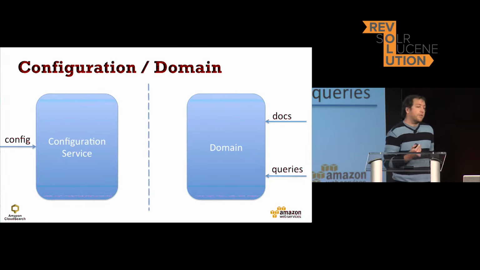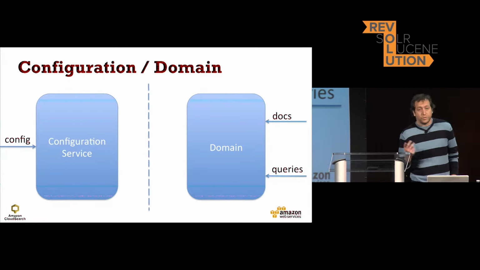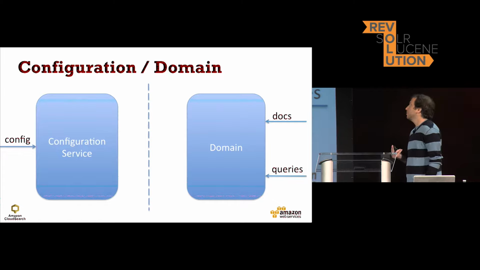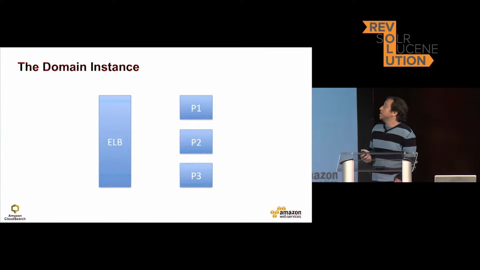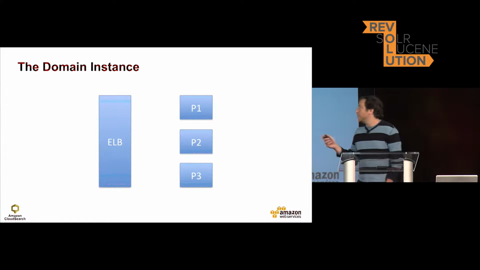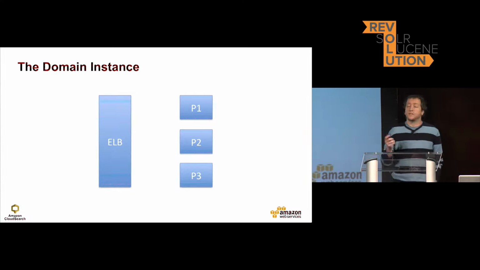When you create your domain, we're going to give you 2 endpoints, one for uploading documents and one for doing search. And this is what your domain is going to look like. It's going to be an ELB with some EC2 resources in the background. This is just yours, and you don't share it with anyone else.